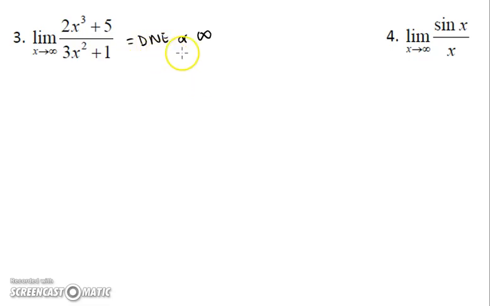We can say does not exist because infinity is just an answer. We're not approaching a certain number, so our limit doesn't exist. Because remember, the limit's just the y value that we're getting close to.